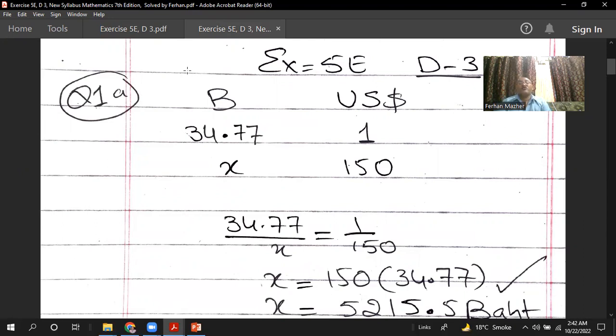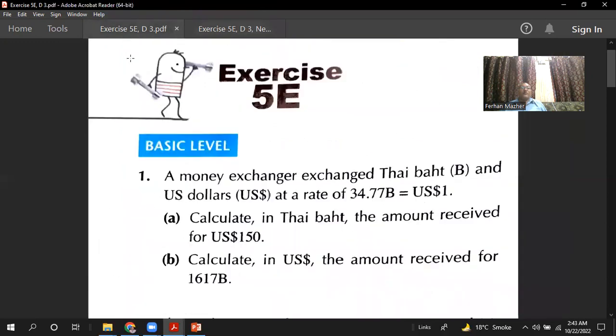So x will be equal to 150 multiplied by 34.77, and that will be equal to 5,215.5 Thai baht. This is how you convert the 150 US dollars according to the given exchange rate between the Thai baht and the US dollar. A very simple proportion method. Okay, so we are going to the next part.